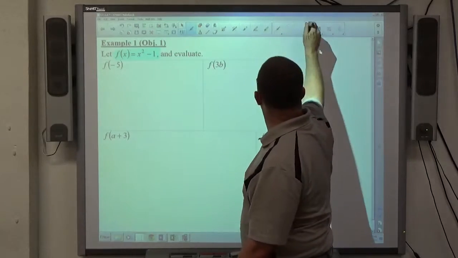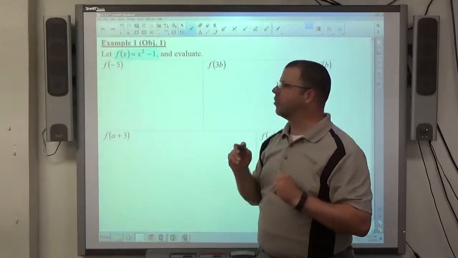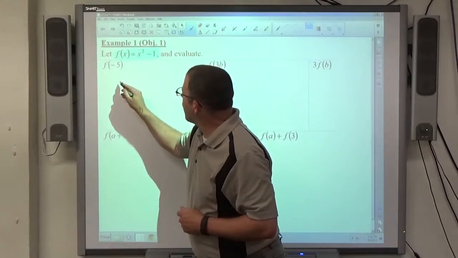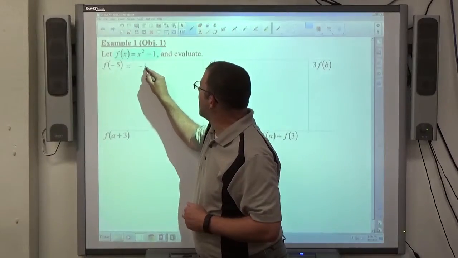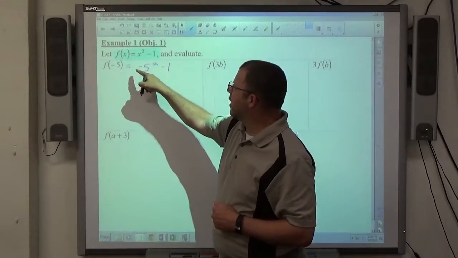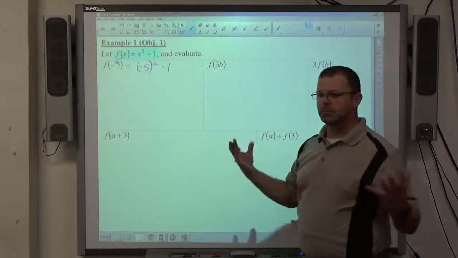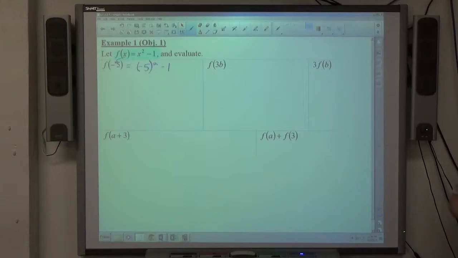But you do have to follow directions. So if it's a power expression, you have to put parentheses around your substitution. If I were to write this as negative 5 squared minus 1, that's not good, because only 5 is being squared, not the minus sign. We're replacing x with this entire value, so the entire value has to have whatever is happening to x.